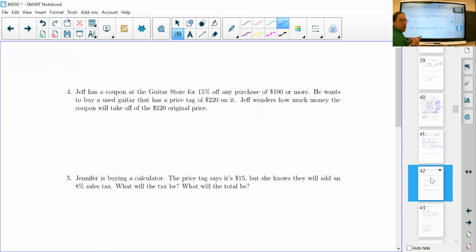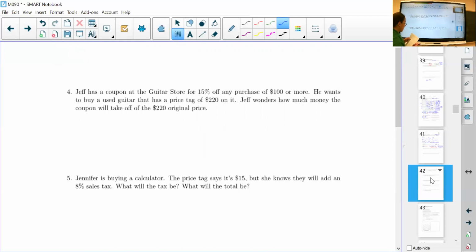I don't need all of these numbers. One of these numbers is neither the percent, the base, nor the amount. One of these numbers is just a piece of information that tells you if the coupon can be applied. So figure out which piece of information you do not need, and then you can write your percent, your base, and your amount, and figure out how much that coupon takes off. Notice it's asking how much money the coupon takes off. It's not asking how much money the guitar is at the end of it. So those would be two different questions.